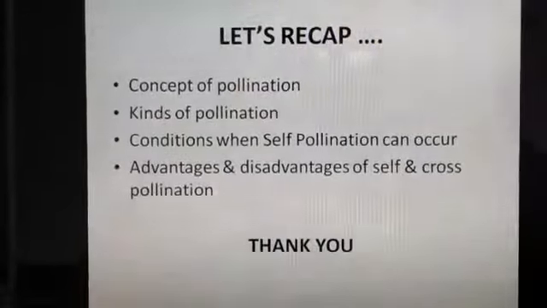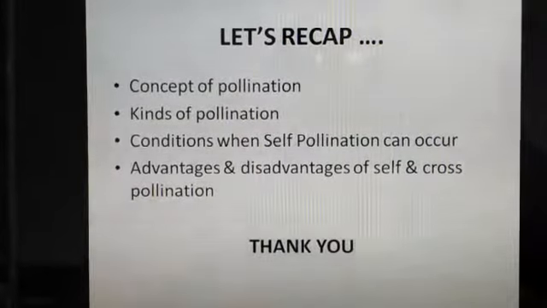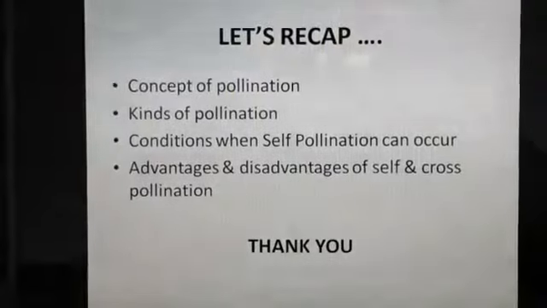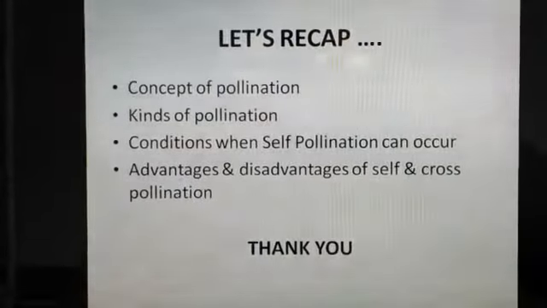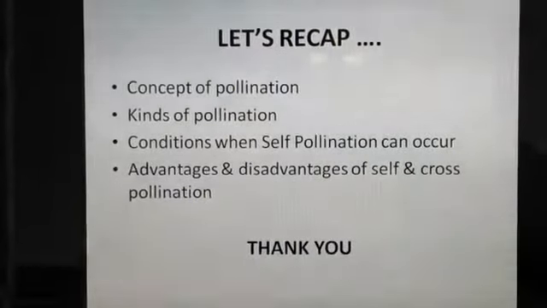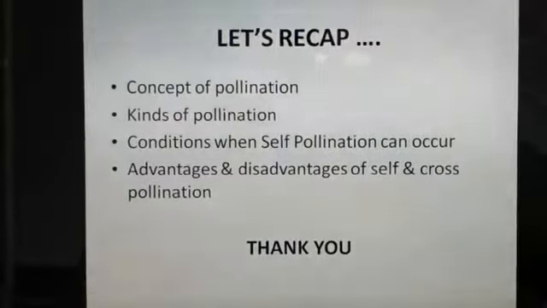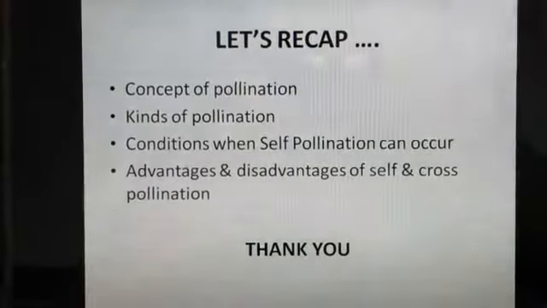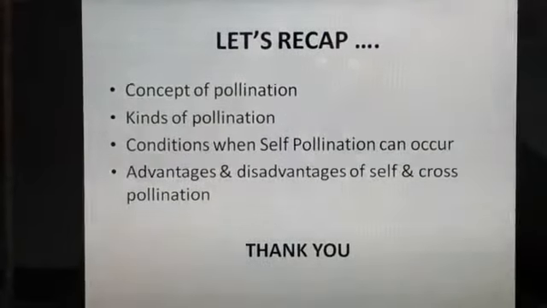Let's do a quick recap. In this video, you learnt about the concept of pollination, the various kinds of pollination, self and cross. You also came to know about the conditions when self-pollination can occur, the two conditions, that is bisexuality and homogamy, and advantages and disadvantages of self and cross-pollination.